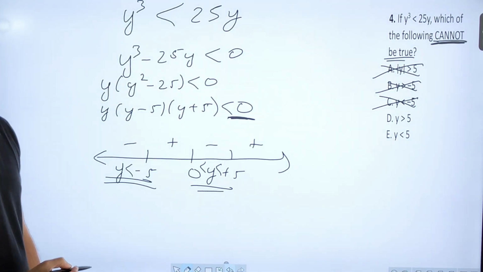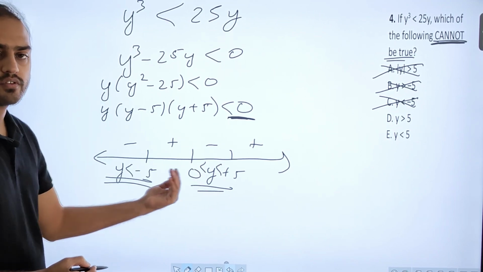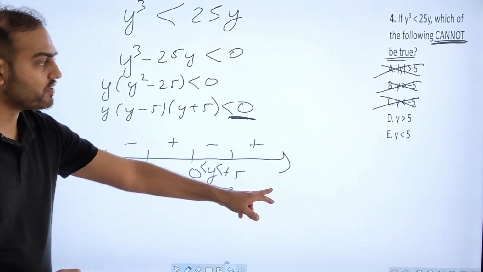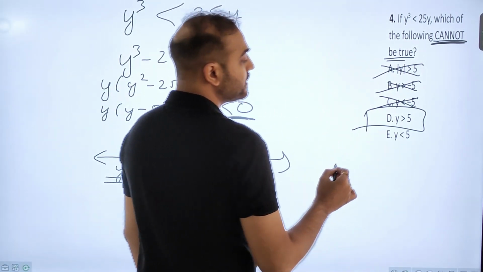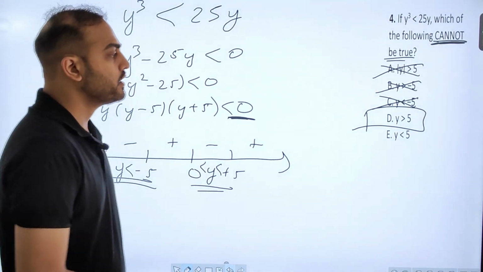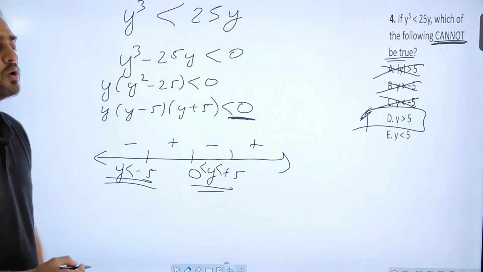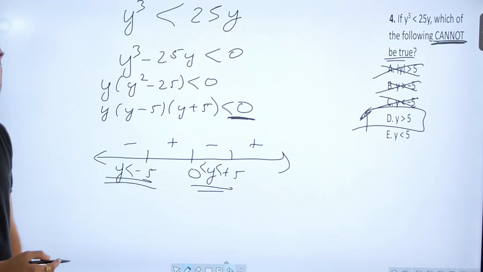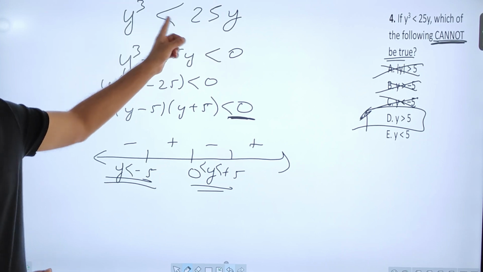Y less than minus 5, this is definitely true. Y greater than 5, now if you look, both your options are less than 5. Y greater than 5 is not possible, so this cannot be true, hence our answer becomes y greater than 5. Now quick point, again remember, cannot cancel y and y cube.